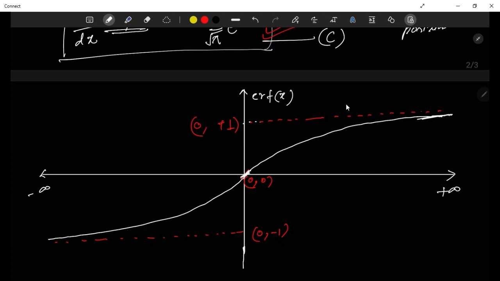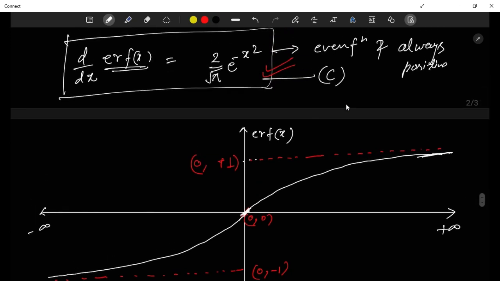If you want to verify that I have made the figure correctly, you can look at the slope also. The slope is always positive, so if you draw the tangent on this error function anywhere, you will find that the tangent makes an angle of less than 90 degrees from the positive x axis, correct? If you draw a tangent at this point, you will draw something like this, and it makes an acute angle with the positive x-axis. So the slope is always positive.